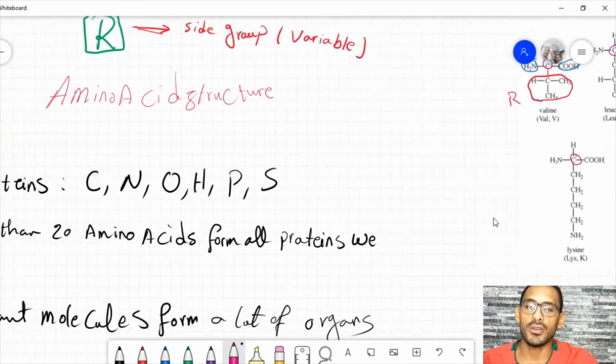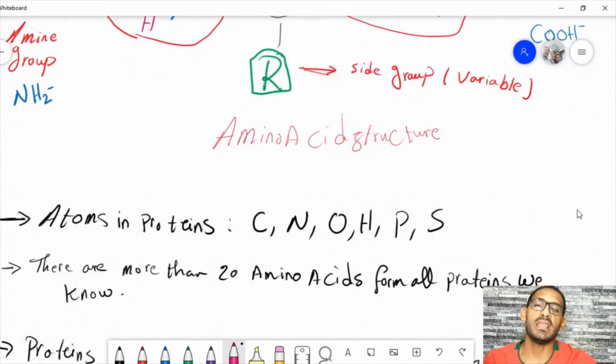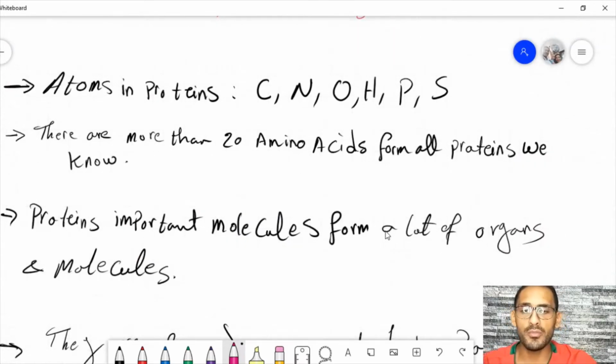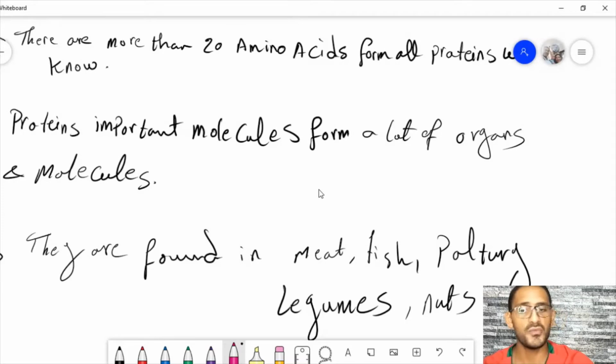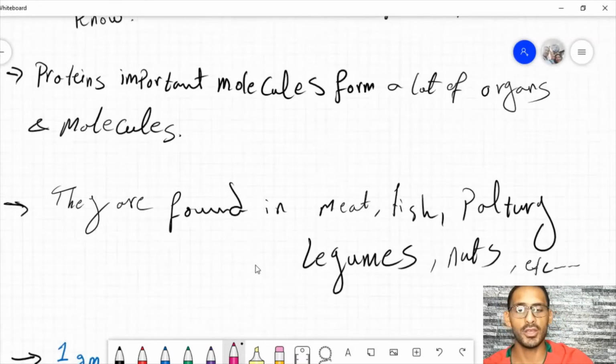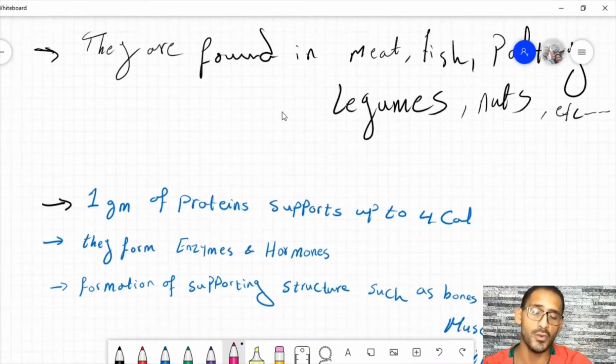So this is our example of the amino acids. So we can say that the atoms in the proteins or in the amino acids can be carbon, nitrogen, oxygen, hydrogen, and sometimes phosphorus and sulfur. And as I told you, we have more than 20 amino acids that we know. Why are they important? Because they form lots of organs, lots of molecules. You can find them in meat, you can find them in fish, you can find them in poultry, legumes, nuts, and all other sorts of food.